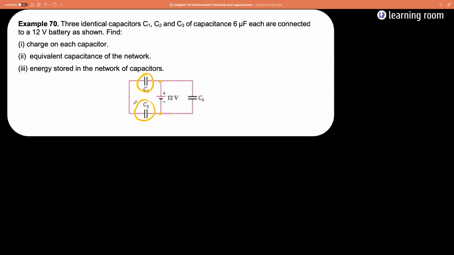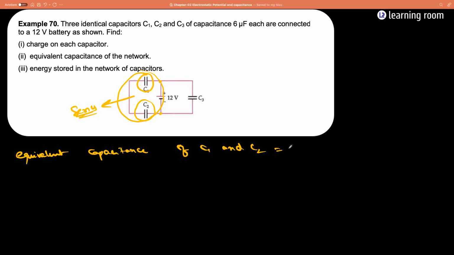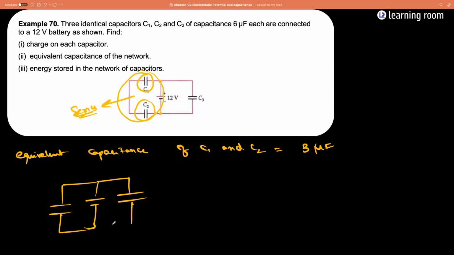See, the C1 and C2, how are they connected? Series. So for C1, C2, equivalent capacitance is how much? 3 microfarad. See, when you're writing the exam, don't directly write it as 3, you have to show the steps, okay? So 3 microfarad. Next, how will the circuit look like? A 3 microfarad connected across a 12-volt battery, which is connected across a capacitor of 6 microfarad.